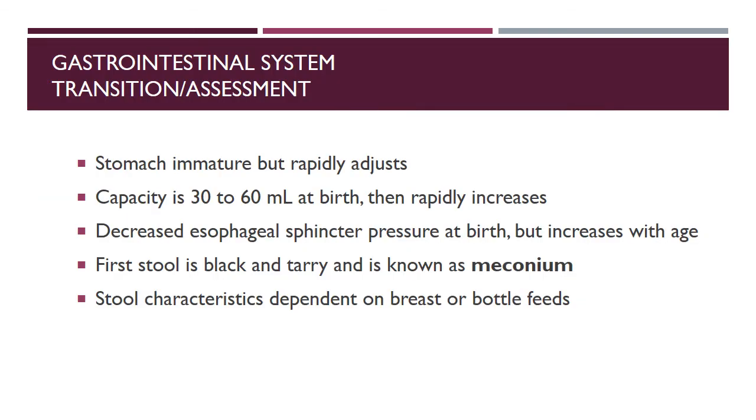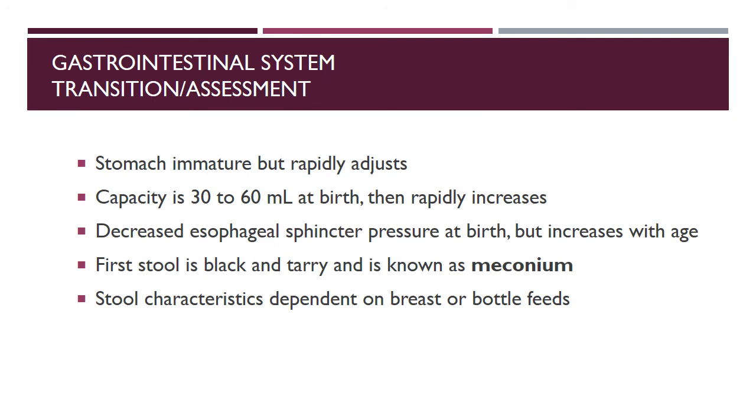Okay, so starting with the gastrointestinal system, I know this seems random, but we're going to start here. What you need to know about that with the newborns and infants is that the stomach is immature, but it does rapidly adjust. The capacity of the stomach is 30 to 60 mLs at birth, and then that will rapidly increase, so you're able to see that you're feeding the baby more volume in their formula or breastfeedings.